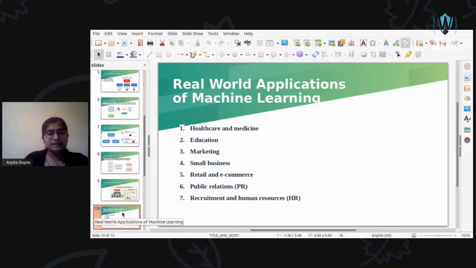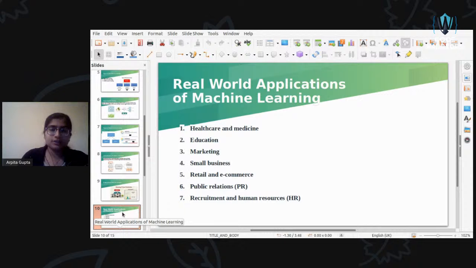These are the examples which I've jotted down here. If I talk about industries, the healthcare industry is there, then markets, then business. A lot of IT companies are investing greatly in machine learning because they really want to get insights out of the data and solve business problems. So as I said, where there is data, there is machine learning. These are some of the industries I have jotted down: healthcare, education, marketing, small businesses, e-commerce, public relations, recruitment, and human resources.